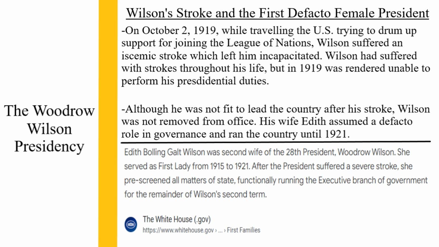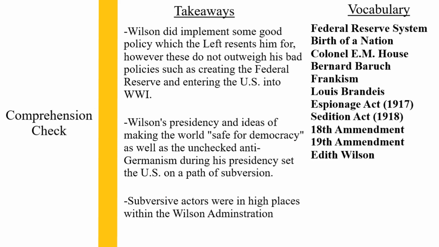So, if we go on to our next slide, we come to our comprehension check. What are the takeaways? 1. Wilson did implement some good policy which the left resents him for, such as segregating the federal government. However, these do not outweigh his bad policies, such as creating the Federal Reserve and entering the U.S. into World War I. 2. Wilson's presidency and ideas of making the world safe for democracy, as well as the unchecked anti-Germanism during his presidency, set the U.S. on a path of subversion, which we'll see play out when we get to World War II.